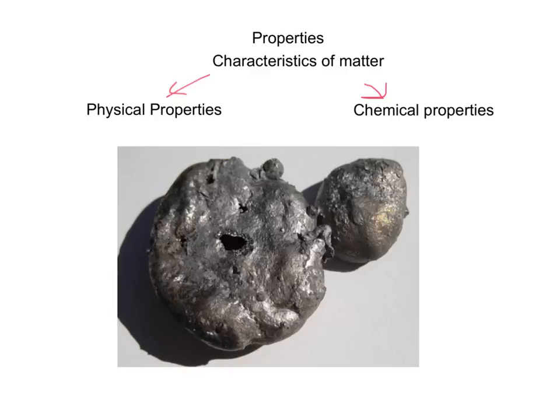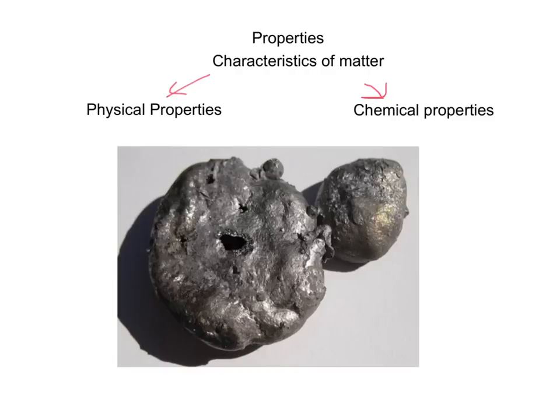Now, it helps to have a particular type of matter to think about when we talk about the difference between physical and chemical properties. So what I have here is just a chunk of iron. It's an image of iron. And iron is an element. It's on the periodic table of the elements. And this is probably not pure iron, but we're going to pretend that it is.